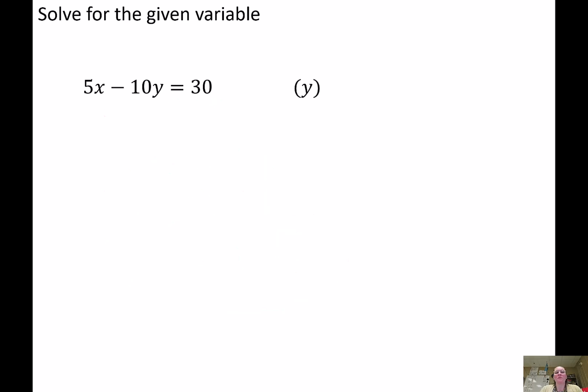All right, we're going to look at another one. I've got 5x minus 10y equals 30. And again, this time we're solving for y. You are going to find when we're given a standard form equation, we're asked to solve for y quite often. So first thing I want to do, move the x away. So minus 5x, leaving me with negative 10y equals negative 5x plus 30.